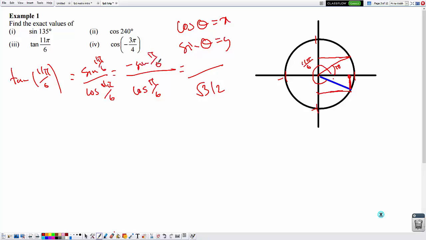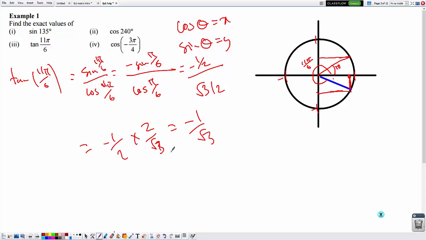I know what sine pi over 6 is. That's 30 degrees, that's half. This is minus half. Now I can simply work that out. So it's minus half divided by root 3 over 2. If you forget how to do this, you can write it like this: it's the same as minus half times 2 over root 3. Should be a 2 there, apologies, not a 3. Notice I've flipped it. Dividing by root 3 over 2 is times by 2 over root 3. And then that's just minus 1 over root 3.